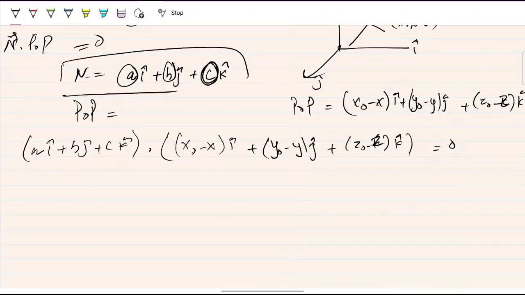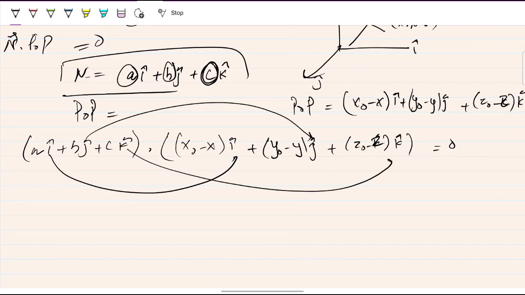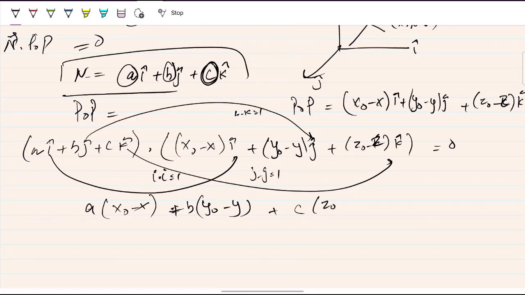So in dot product, i multiplies with i, j with j, k with k. These are ones, others are 0. So likewise, it will be like (x0 minus x) into a, since i dot i is equal to 1, j dot j is equal to 1, k dot k is equal to 1. So it would be like (x0 minus x)a plus (y0 minus y) multiplied by b plus c(z0 minus z) is equal to 0.